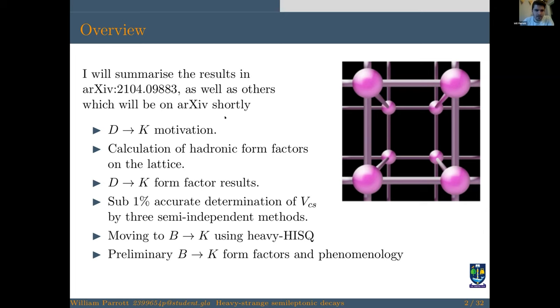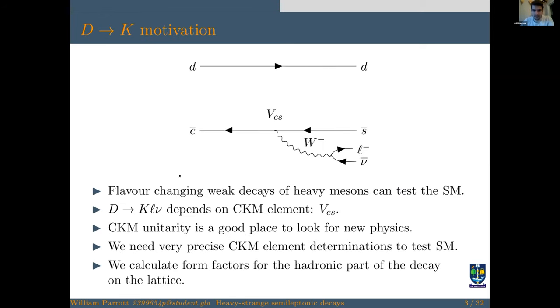So I'm going to run you through the D→K motivation, how we calculate hadronic form factors on the lattice, give you some results for the form factors, and then how we use three semi-independent methods to get from these form factors to the VCS determination. Then I'm going to move on to B→K and give you some preliminary B→K form factor results and some phenomenology associated with those.